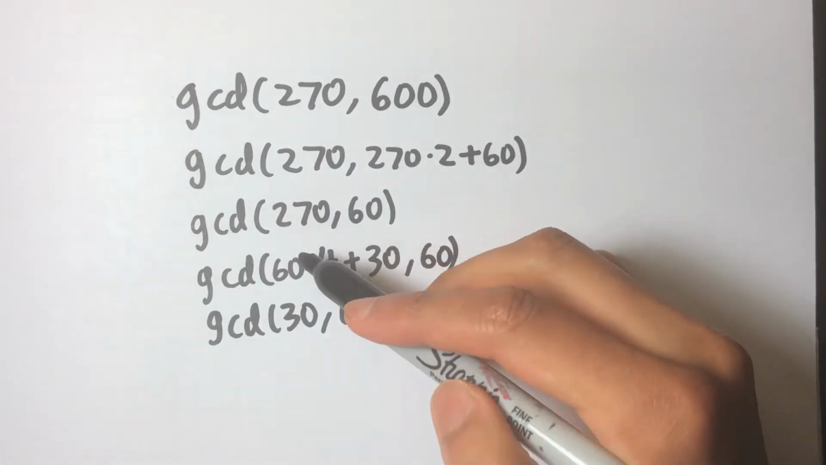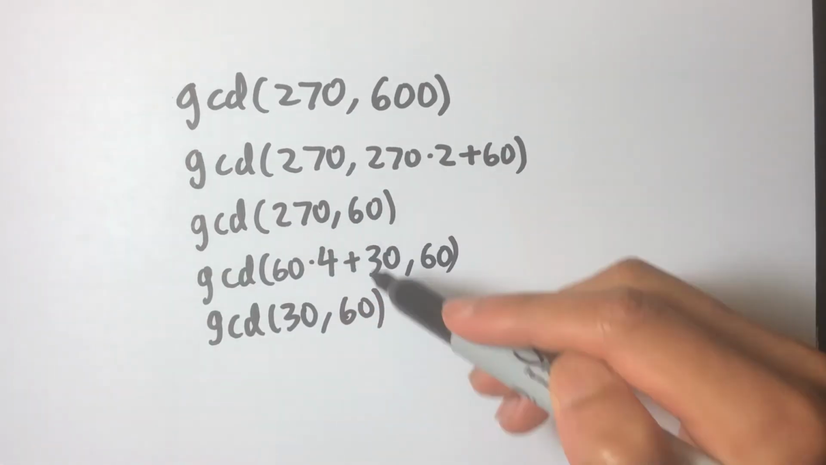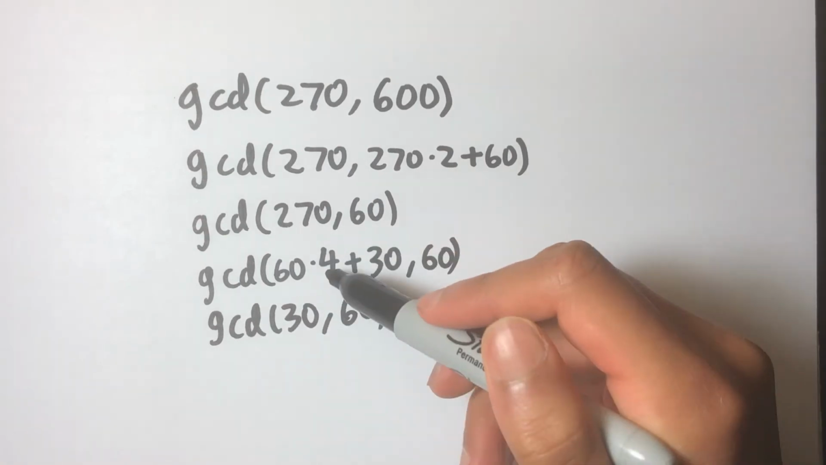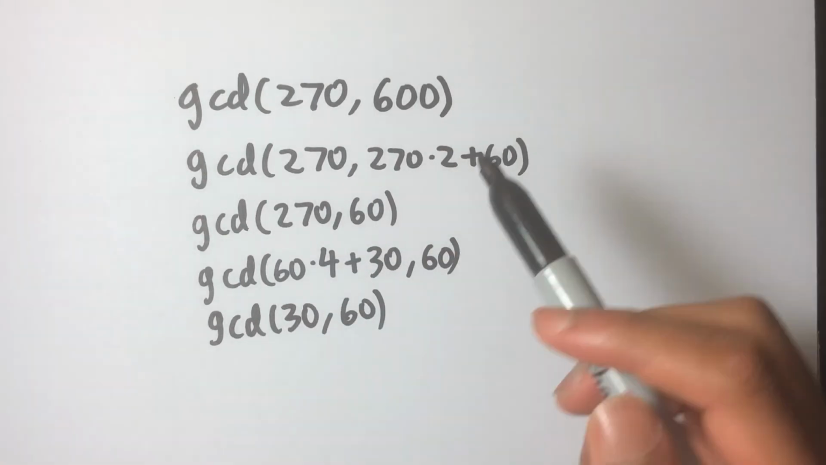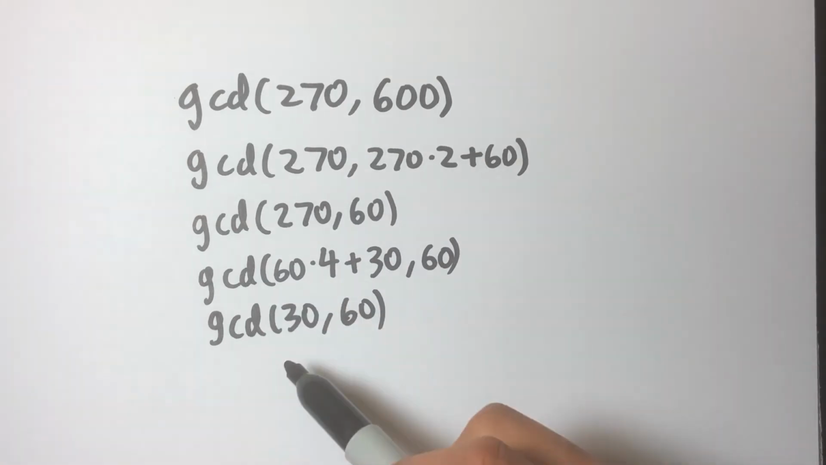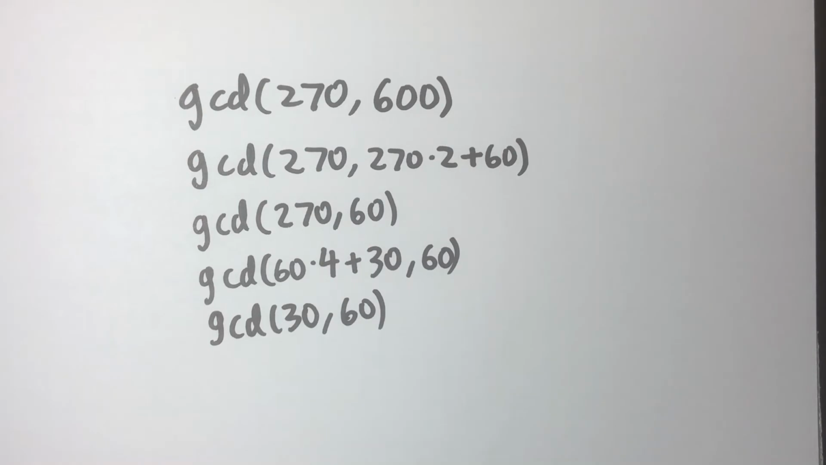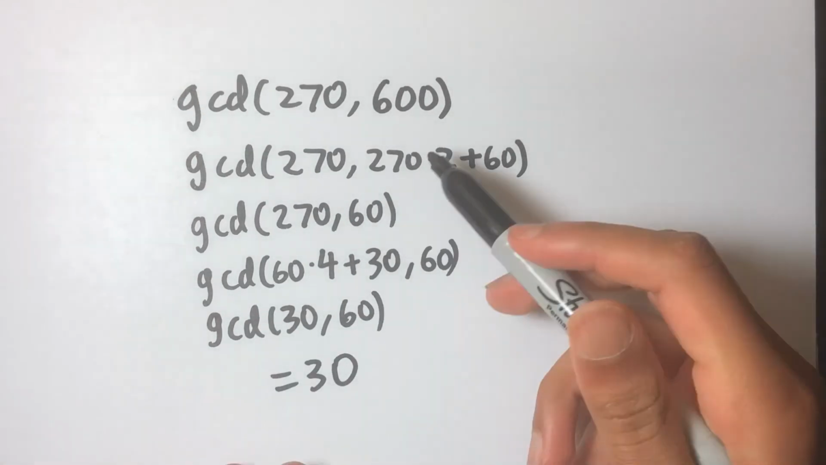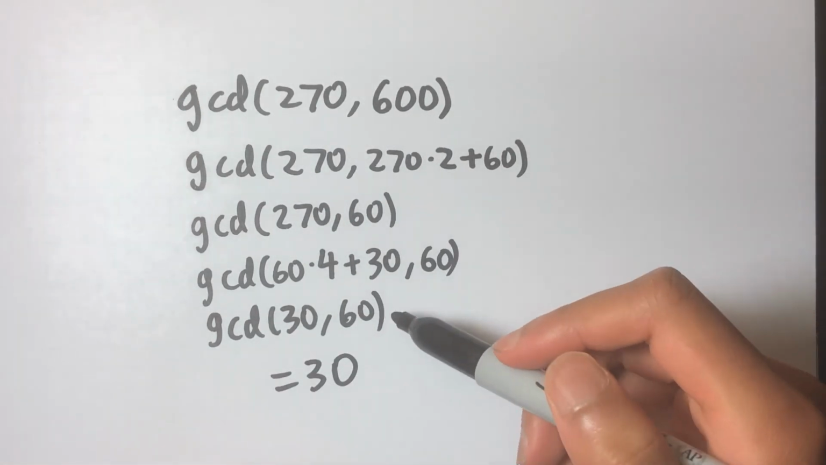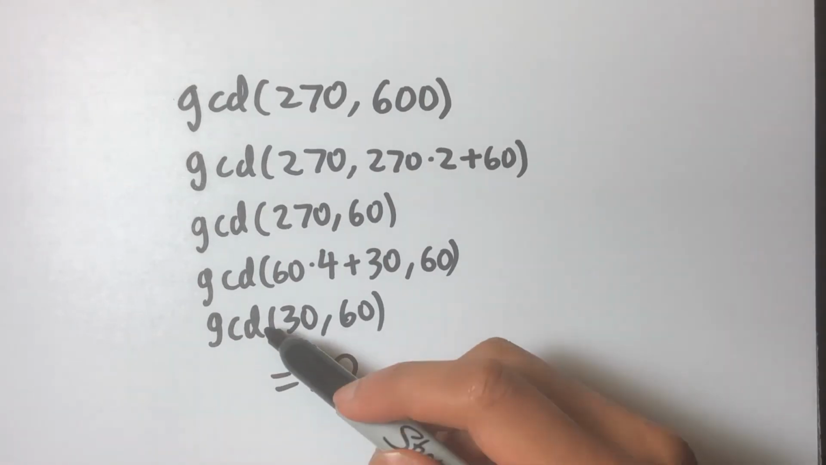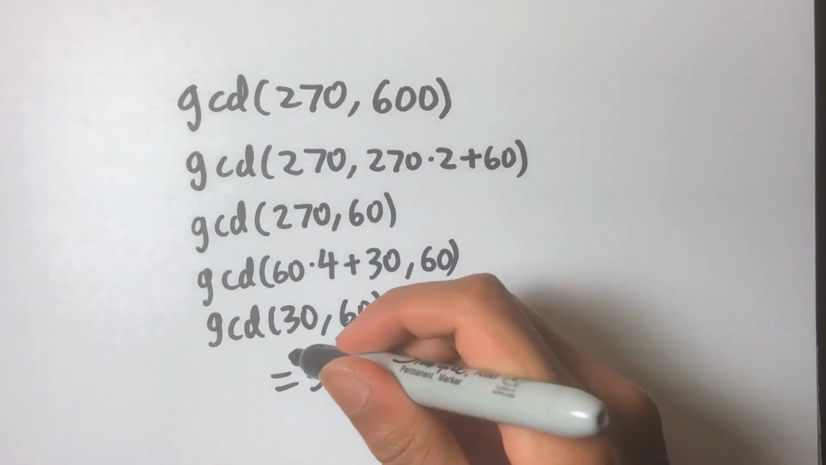Now this time we can divide 270 by 60, so we can write 270 as 60 times 4 plus 30, where 4 is the quotient and 30 is the remainder. And therefore we can equivalently write this number as the greatest common divisor of 30 and 60. Now when we reach this point, we can't go any further without getting a remainder of 0, which means we're done. And our answer is just the smaller of these two numbers, which happens to be 30.